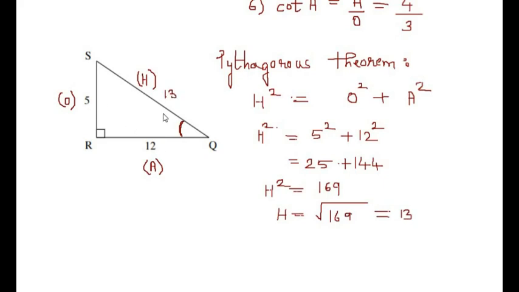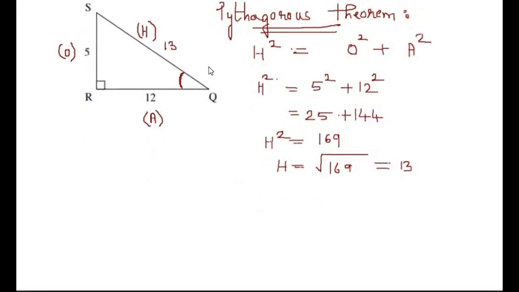Now as you can see, we found all three sides, so we can easily find the trigonometric ratios. Remember, if one of the sides is not given, then always go for the Pythagoras theorem. This is how it is written: hypotenuse square is equal to opposite square plus adjacent square. Now let us start finding the trigonometric ratios, starting with sine Q. Sine Q is opposite over hypotenuse. So opposite is 5 and hypotenuse is 13.